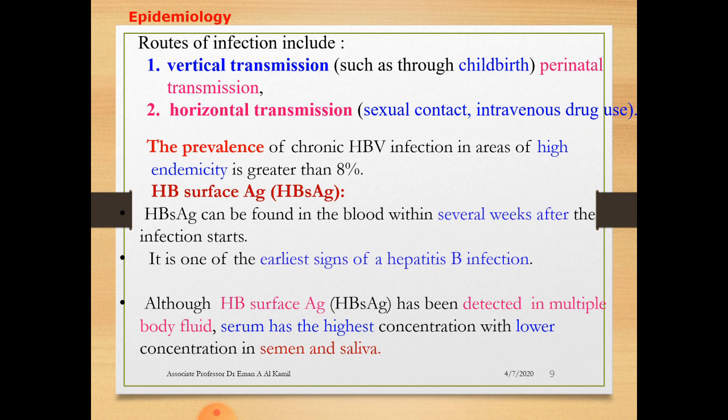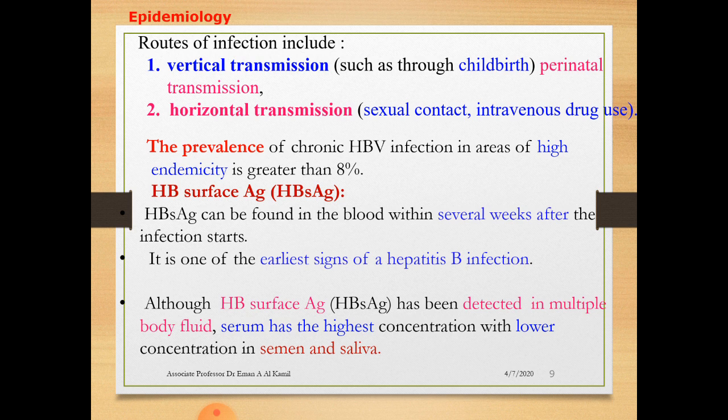The prevalence of chronic hepatitis B virus infection in areas of high endemicity is greater than 8%. So as we mentioned, if the prevalence is more than 8%, it is called a hyperendemic area.